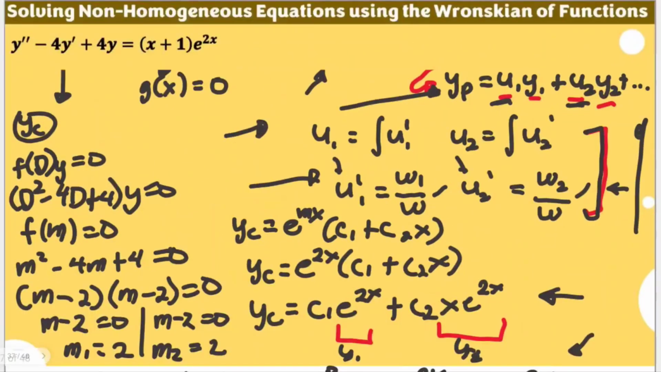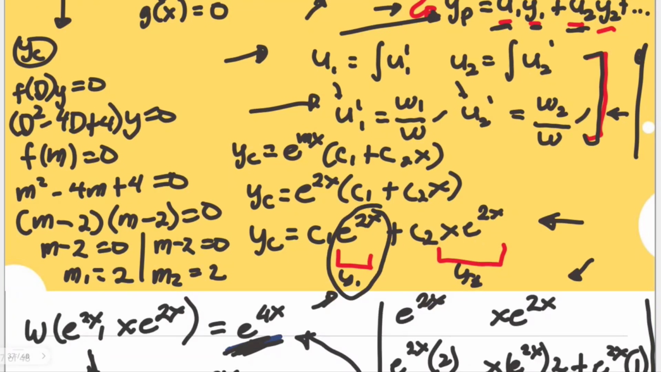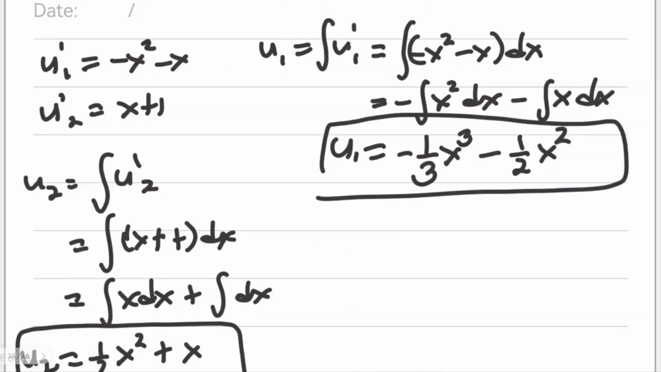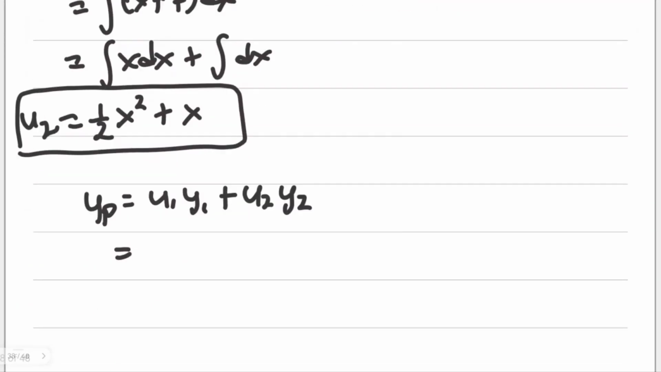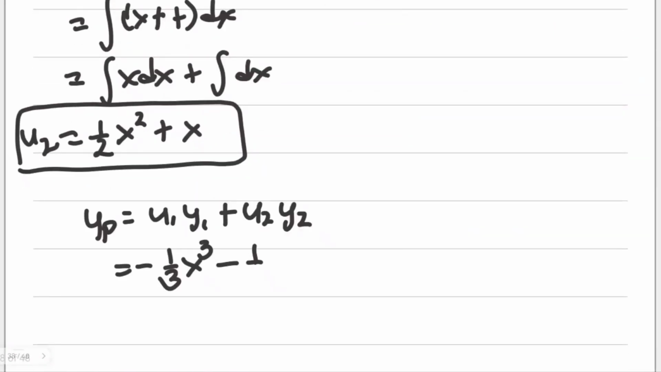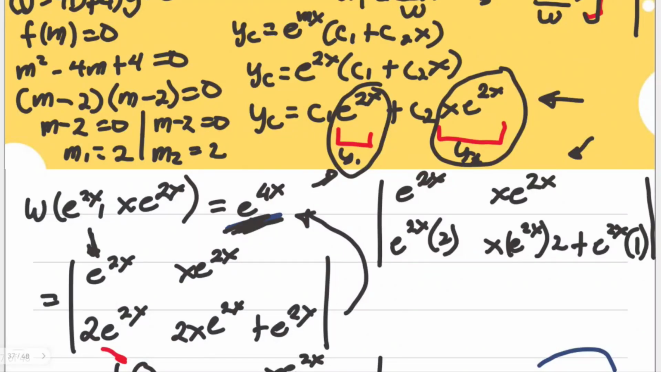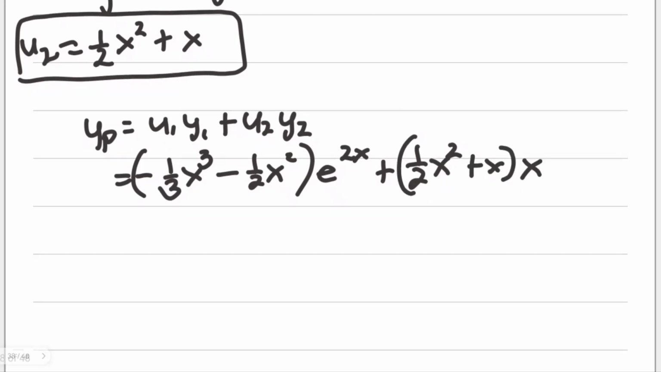Going back to the previous page, we need u sub 2 and u sub 1 to be paired with y sub 1 and y sub 2 indicated here. This is our y sub 1 and y sub 2. So let's integrate that into our solution. What that will be for our y sub p. So our y sub p must be u sub 1 y sub 1 plus u sub 2 y sub 2. We only have 2. So here is our u sub 1, negative 1/3 of x cubed minus 1/2 of x squared, times your y sub 1 earlier. Please take note of this e to the power of 2x and x e to the power of 2x. So you have e to the power of 2x, plus your u sub 2, 1/2 x squared plus x, times x e to the power of 2x.